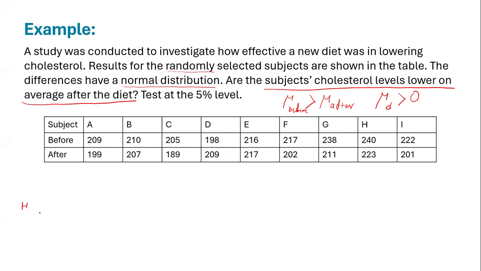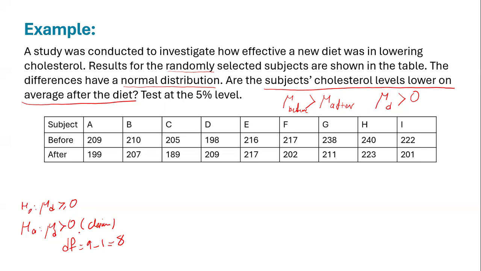So null is, alternative is the claim. Okay. Now we need to find the critical values. To find the critical values, we're going to use the t-table. To find the critical values, we need degrees of freedom. Since we have 1, 2, 3, 4, 5, 6, 7, 8, 9 pairs, 9 minus 1 is 8.